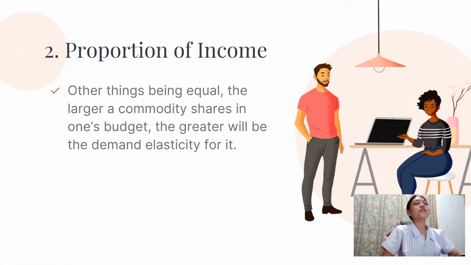Second one is proportion of income. Other things being equal, the larger a commodity shares in one's budget, the greater will be the demand elasticity for it. The larger the percentage of income spent on a good, the more elastic is its demand. A change in these products' price will be highly noticeable as they affect the consumer budget with a bigger magnitude. Consumers will respond by cutting back more of this product when the price increases. On the other hand, the smaller the percentage of income spent on the good, the less elastic is its demand.